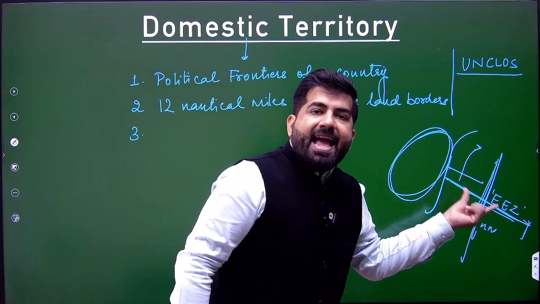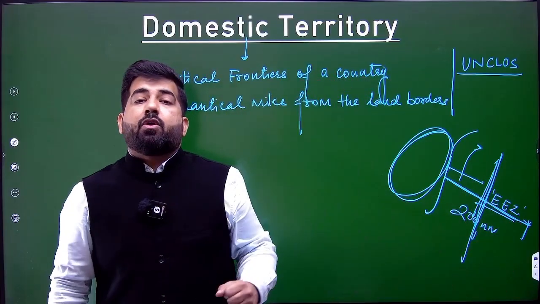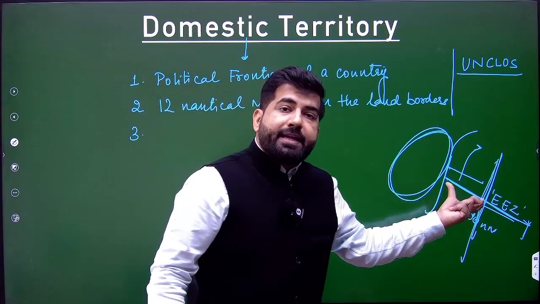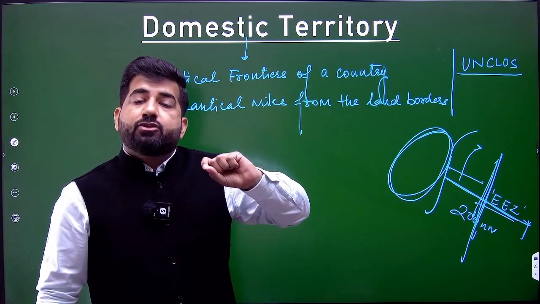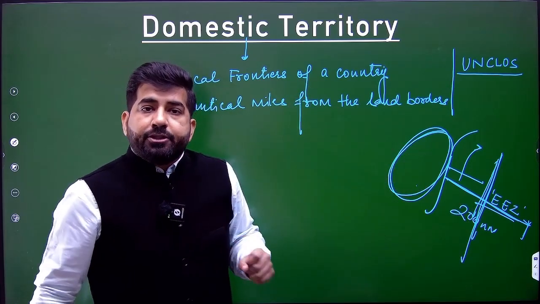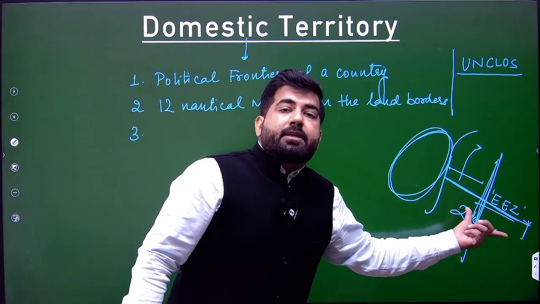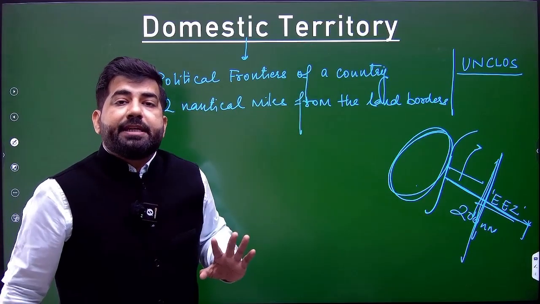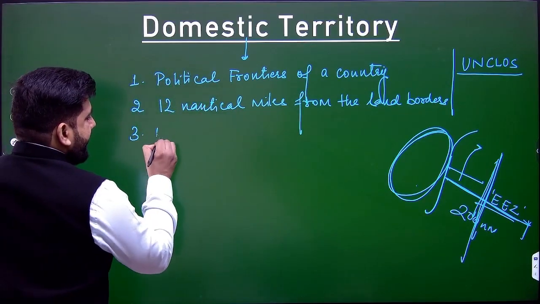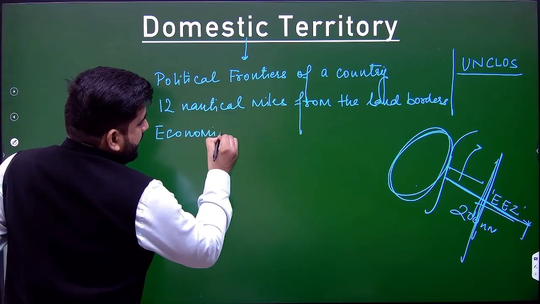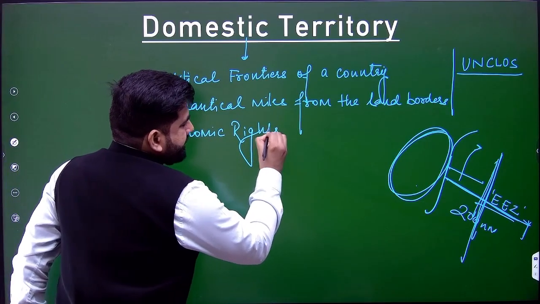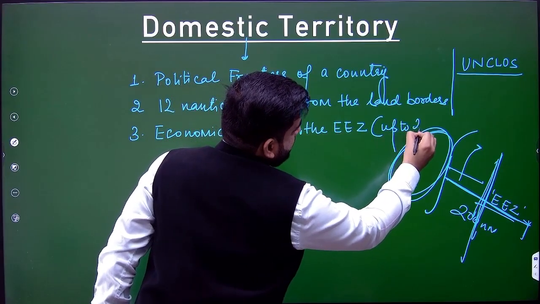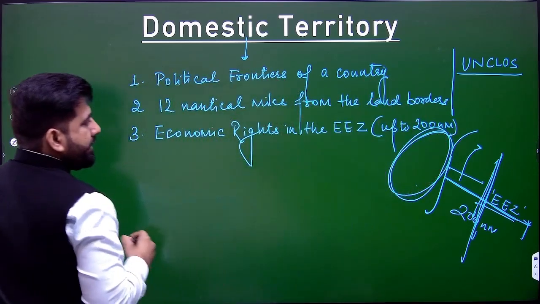the exploration and production of the minerals underneath this water. So whatever minerals you are able to take out from this exclusive economic zone, that belongs to whom? The nation state. So that means even the economic part, even the production up to the exclusive economic zone, falls under India's GDP. Clear? So third is economic rights in the exclusive economic zone, that is up to 200 nautical miles. Clear? Fourth.